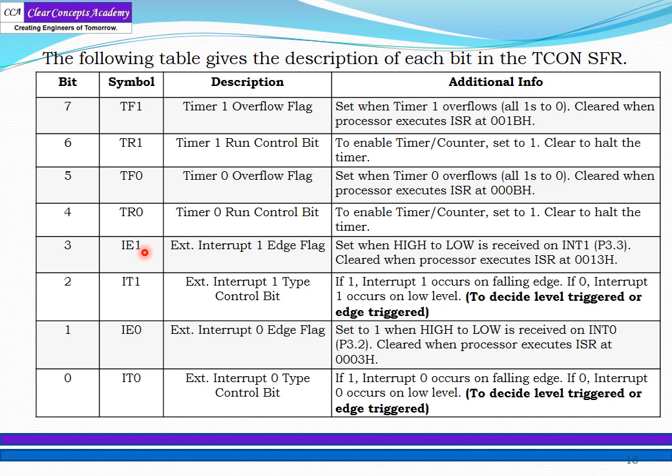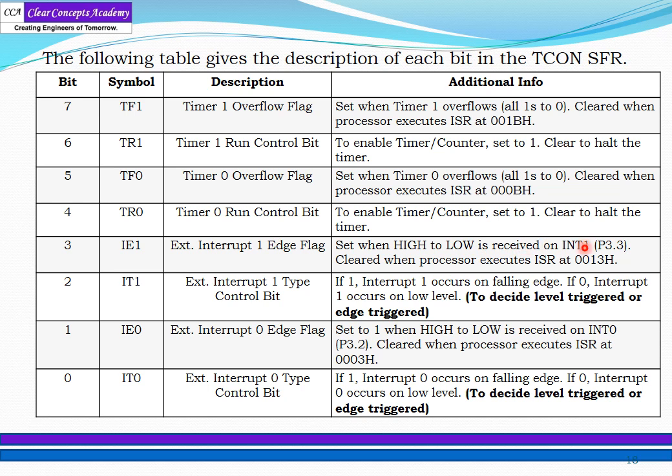IE1, the external interrupt 1 flag. This will get set when the interrupt pin 1, that is pin P3.3, goes from high to low. When it goes from high to low, that means some interrupt has occurred, and at that time this will be set to 1. When IE1 is set, it will jump to the ISR at address 0013H and the routine written there will be executed.